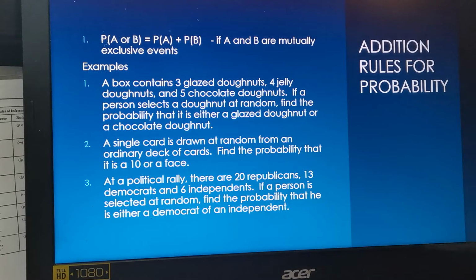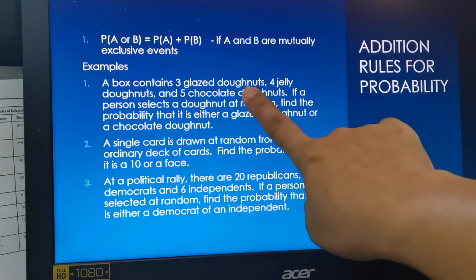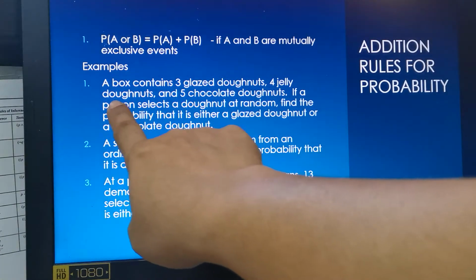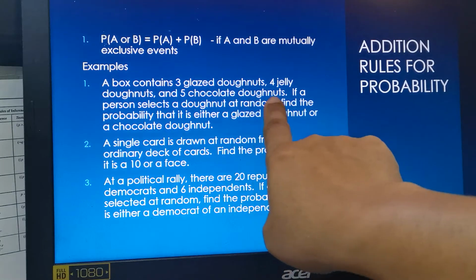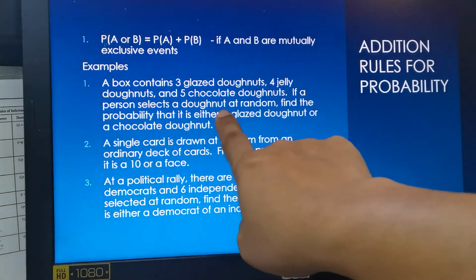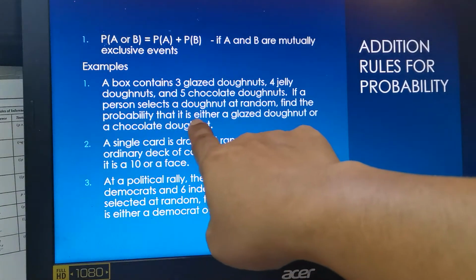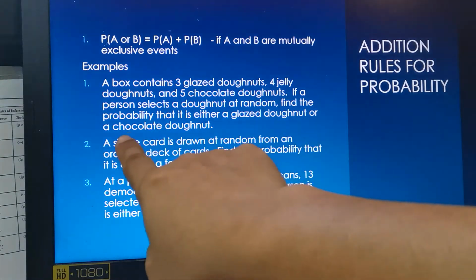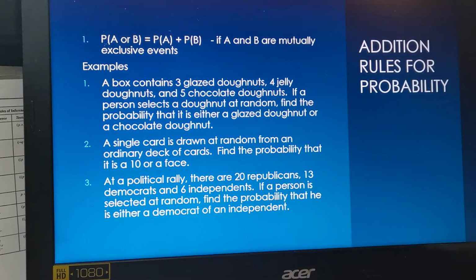Okay, so we have here our formula for mutually exclusive events. If we have event A or B, then the probability of event A or B is equal to the probability of event A plus the probability of event B. Okay, let us have some examples. If we have here a box containing 3 glazed donuts, 4 jelly donuts, and 5 chocolate donuts, and if a person selects a donut at random, find the probability that it is either a glazed donut or a chocolate donut.